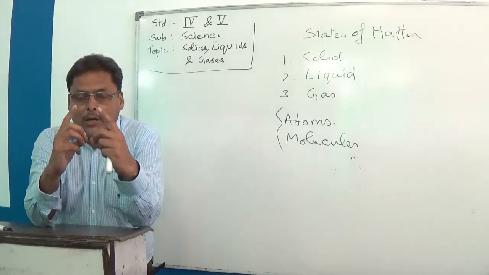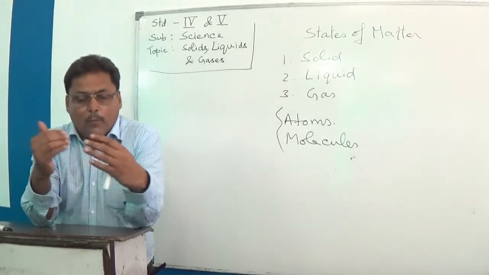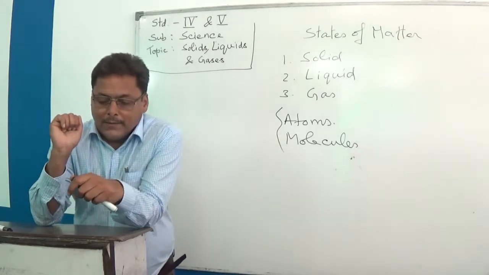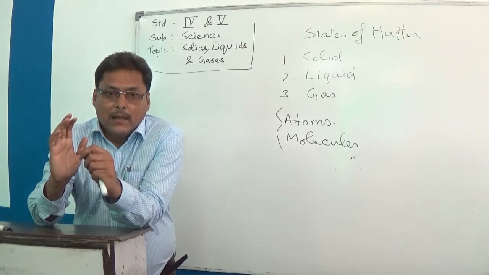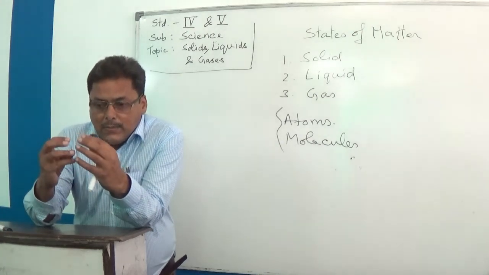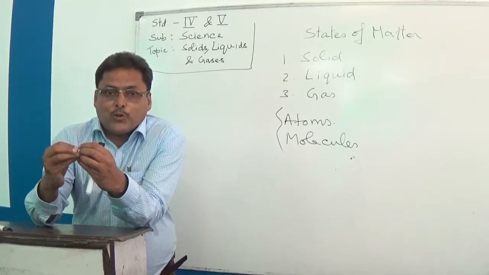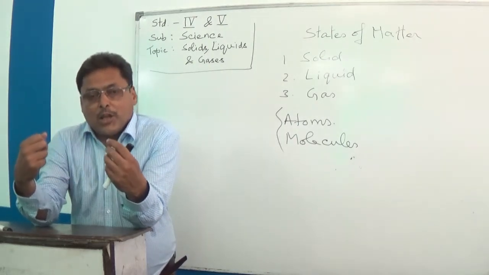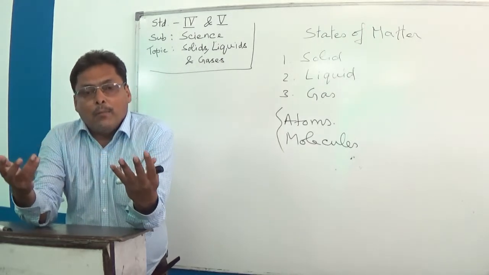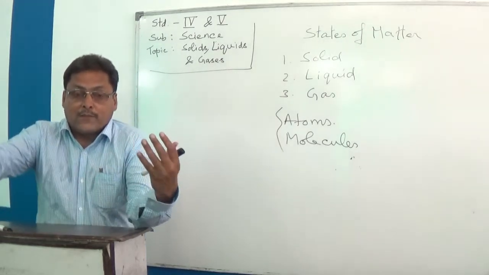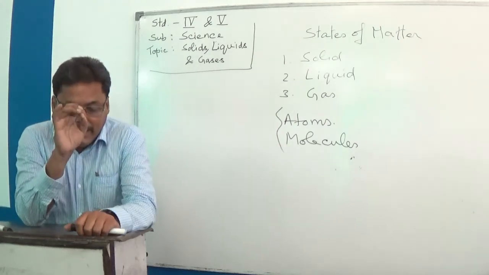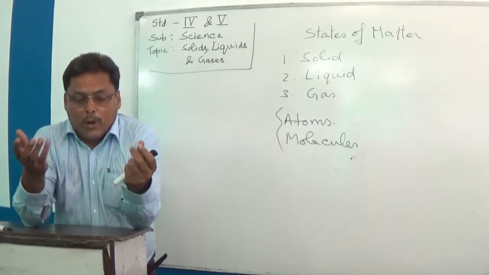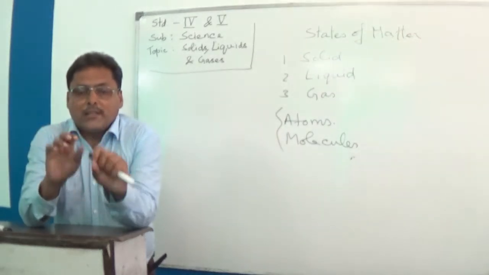So any matter made up of molecules has two properties, two qualities. Number one, these molecules must have some force of attraction. They must be attracted to each other. Otherwise, the matter would not be together. Molecules will just fly away. And the second is that there must be some space between the molecules. These two points you keep in mind.